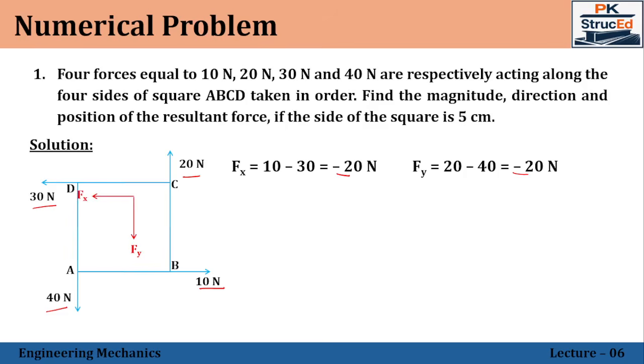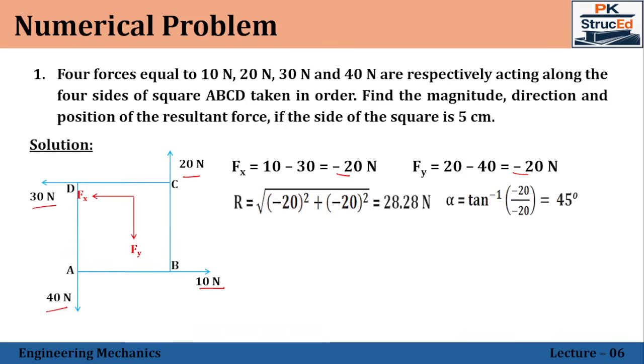Then I need to find the magnitude of the resultant as well as the direction of the resultant. Applying the parallelogram law of forces equation, R is equal to root under Fx square plus Fy square, we get the resultant as 28.28 Newton. And for finding the direction of the resultant alpha, we use the relation tan inverse of Fy by Fx, which comes as 45 degree.